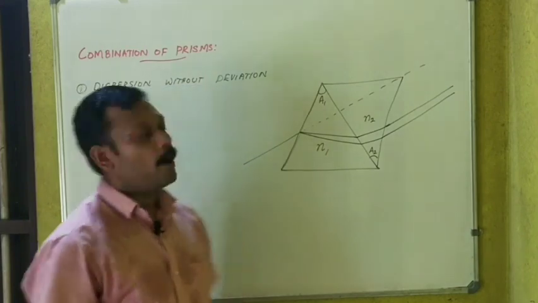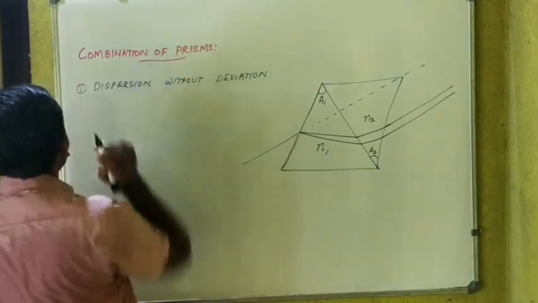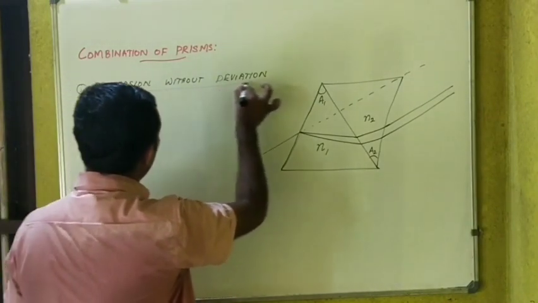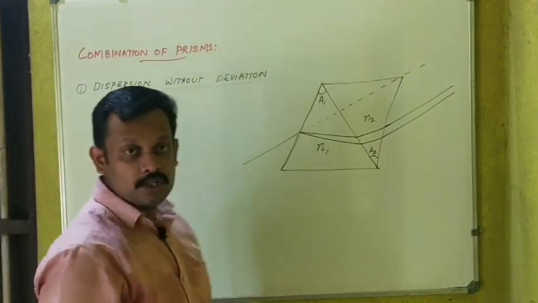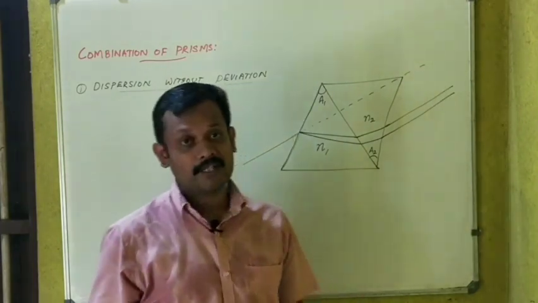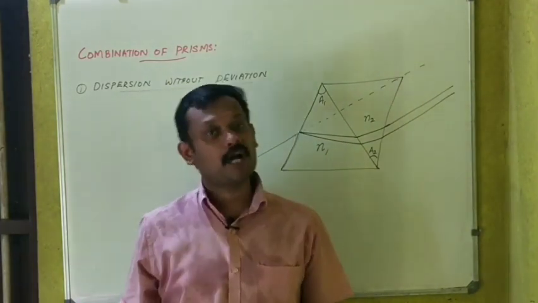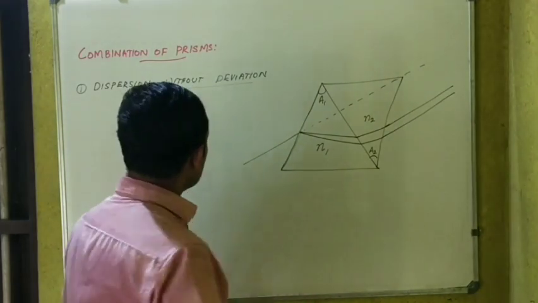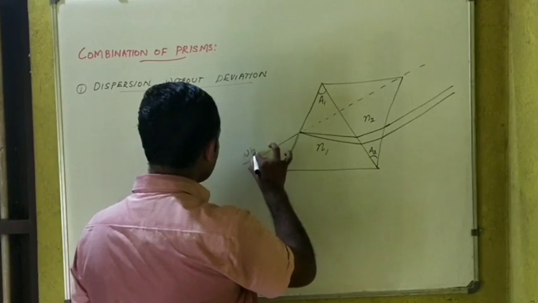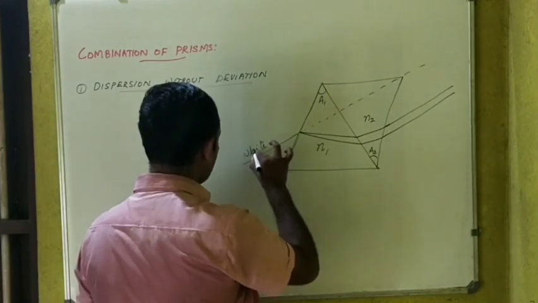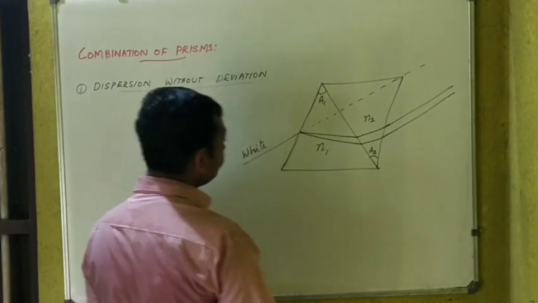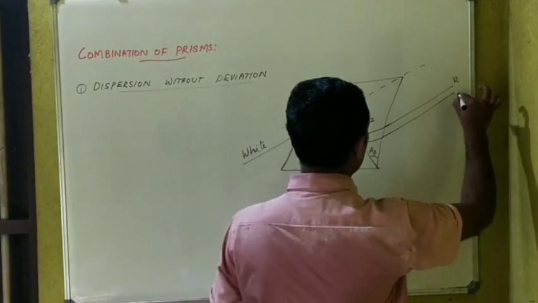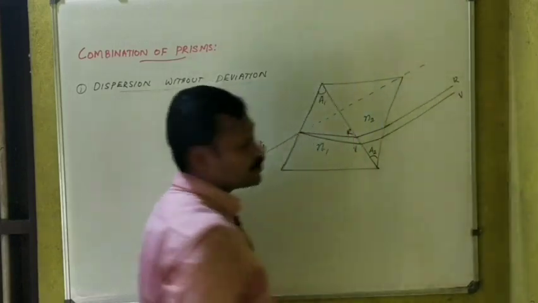Now we will study the combination of prisms. The prisms can be arranged to form two types of combinations. The first combination is dispersion without deviation. What do you mean by dispersion without deviation? In this case, white light is incident on the first prism. It will divide into violet and red colors, and this will emerge parallel to the incident ray.